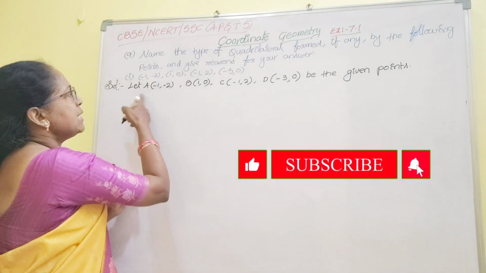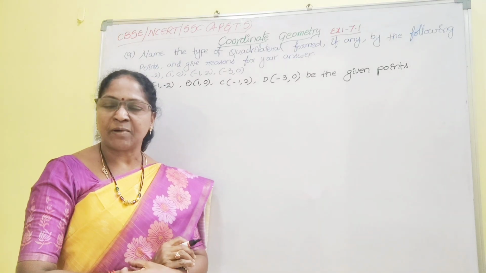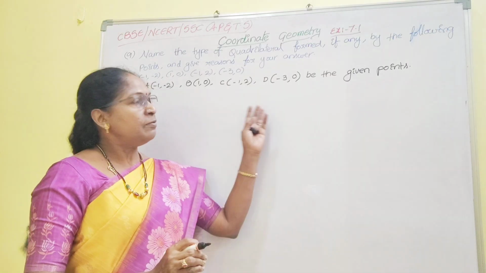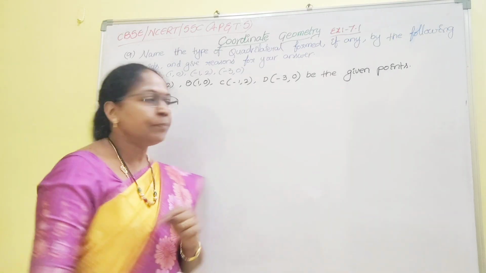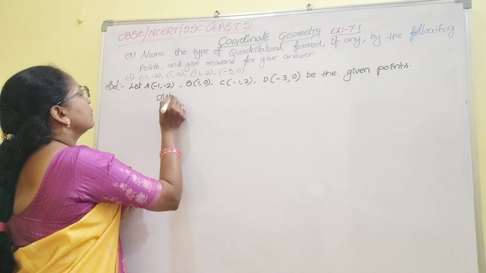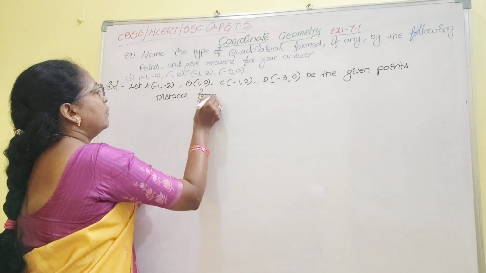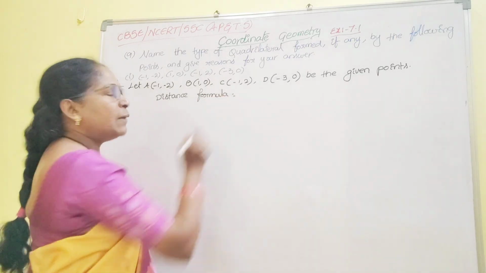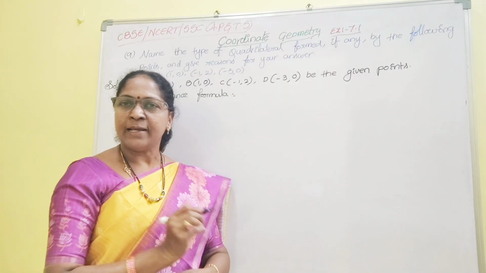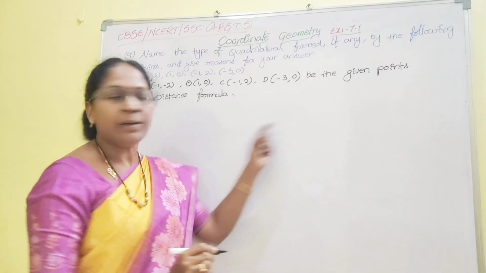Now, in this let A, B, C, D be the given points. Always apply the distance formula. Depending on the sides' property, we can find out what type of quadrilateral this is. Now apply the distance formula. What is the distance formula? Square root of (x2 minus x1) whole square plus (y2 minus y1) whole square.